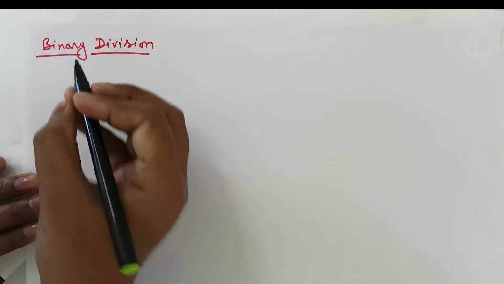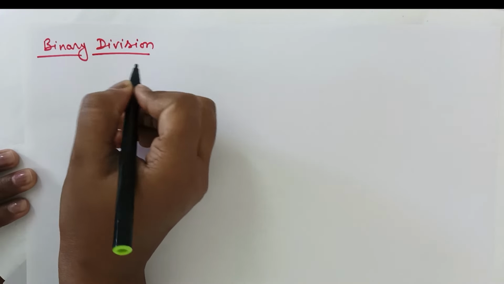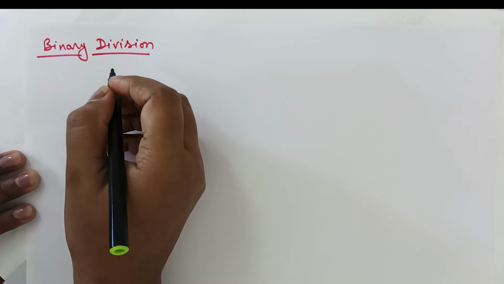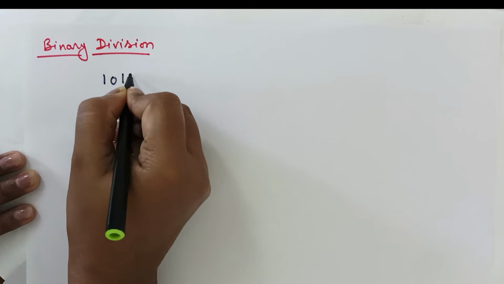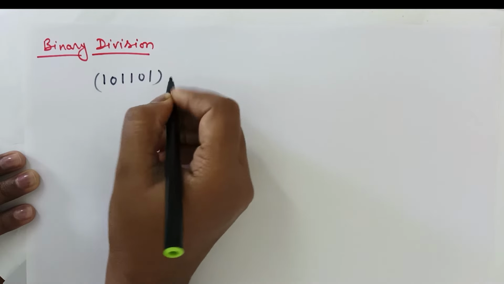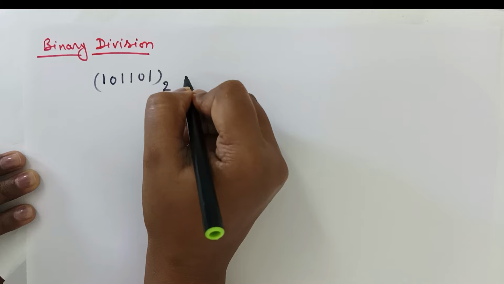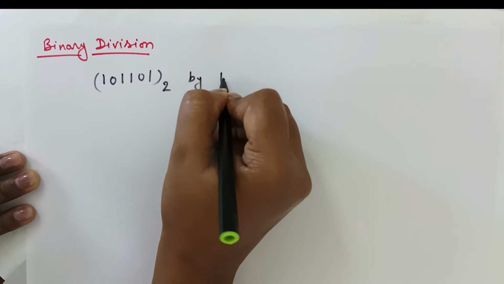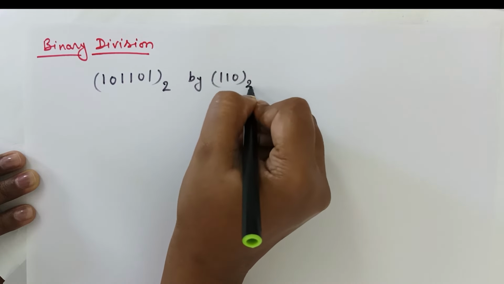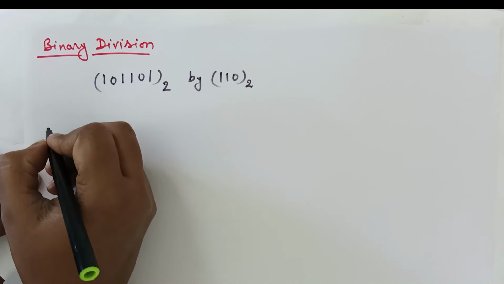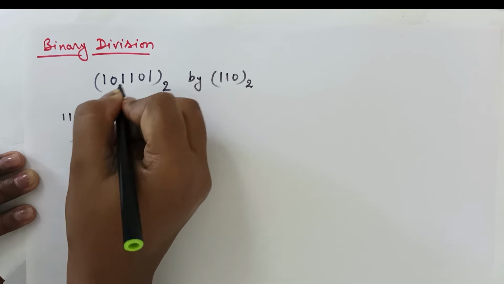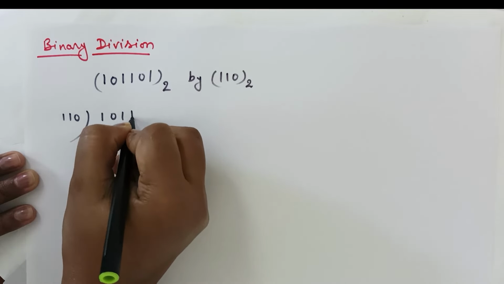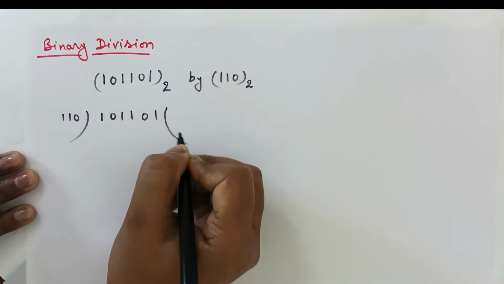Now we will see binary division. We do the binary division by the long division method as we do for decimal numbers. I will take two numbers here, 101101, and you have to divide it by 110. So I will write the divisor 110 here and the dividend 101101 here.